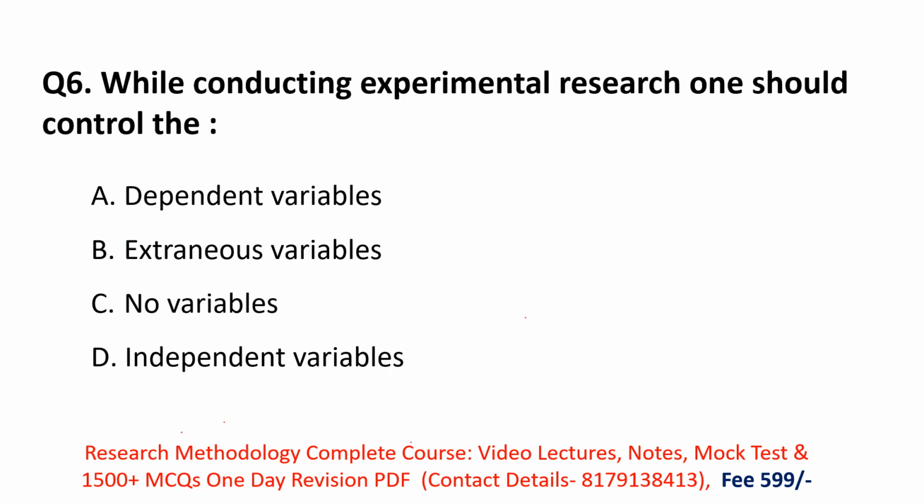Next, while conducting experimental research, one should control the. In this question they are asking, while performing experimental research, which variable should we control? Remember, you have to know the reason behind experimental research. Because experimental research provides us the relation between the independent and the dependent variable. How does the independent variable affect the dependent variable?